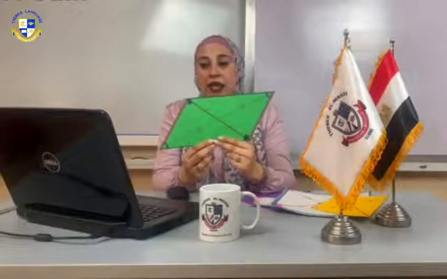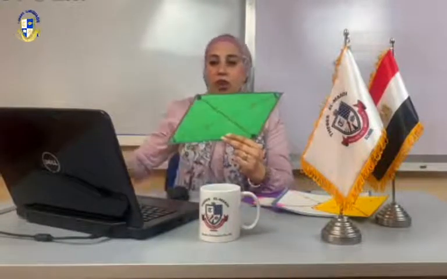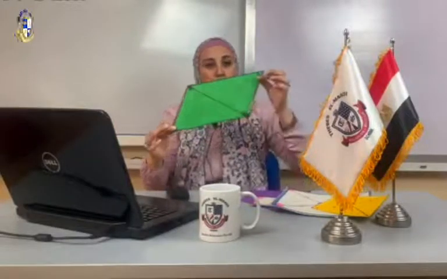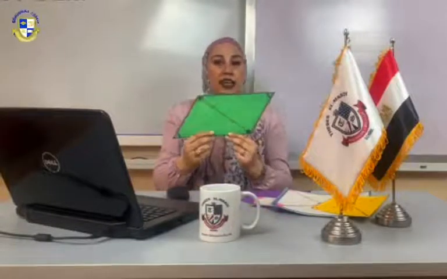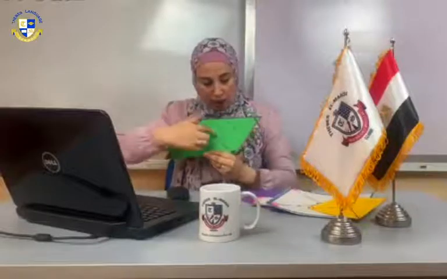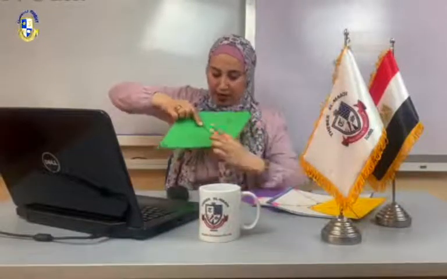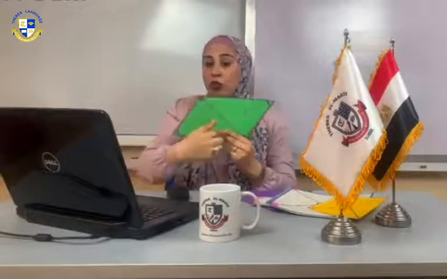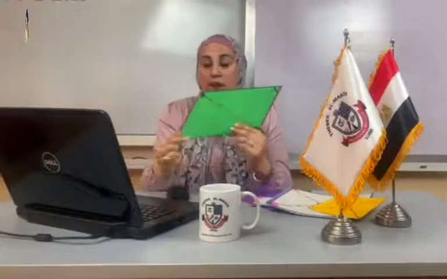After that, the 2 diagonals bisect each other. What is the meaning of diagonal? The diagonal is the straight line which joins 2 opposite angles. The 2 diagonals bisect each other. What is the meaning of bisect? It means these 2 diagonals divide each other into 2 equal parts. This part is equal to this part, and the upper part here is equal to this part. The 4 parts are not equal to each other in the parallelogram, but the diagonals bisect each other.